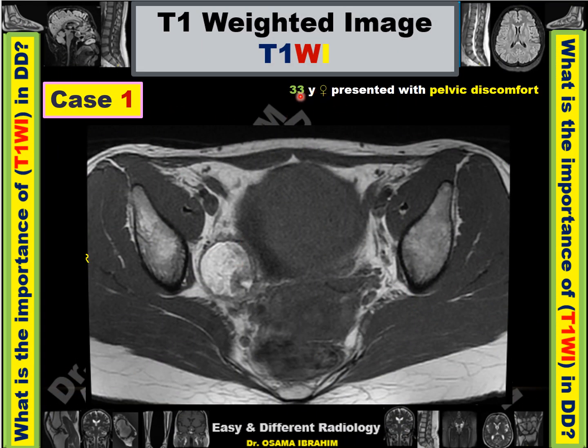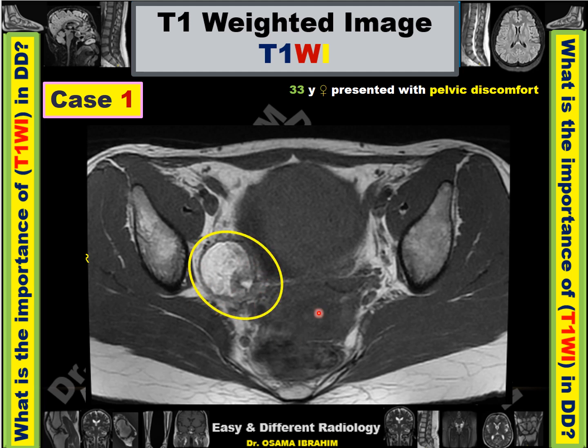The first case is a 33 year old female patient presenting with pelvic discomfort, and this is the T1 weighted image, showing the urinary bladder, which has low signal, as fluid appears low signal in T1, and the subcutaneous fat, which appears high signal. There is a lesion here, which also shows high signal, similar to mesenteric fat or subcutaneous fat, so representing a fatty lesion.